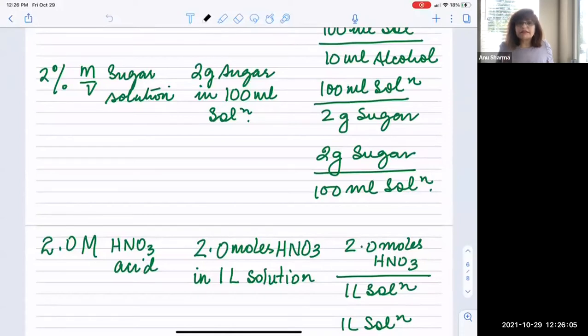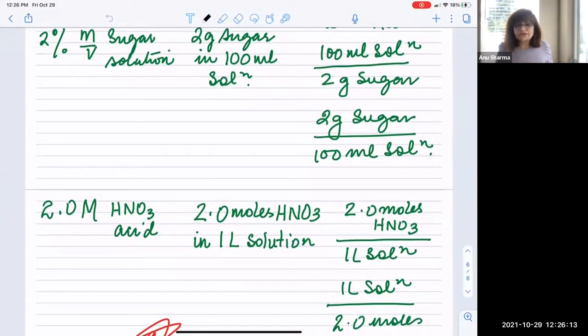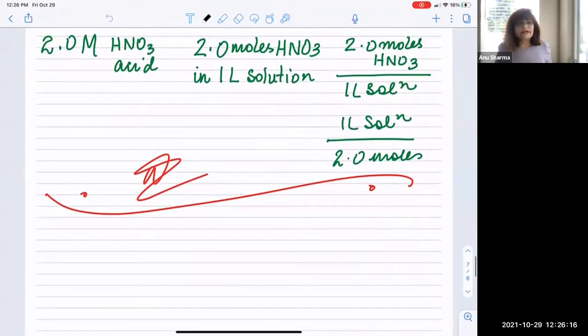So the volume is in milliliters, the mass is in grams, the solute on top, the grams, the volume of the solution at the bottom, or vice versa. Those are the conversion factors. Then comes the molarity, 2 molar HNO3 or any acid, base, or solution. Whatever the molarity is, this means moles of the solute over 1 liter of the solution. It's always 1 liter of the solution. So 2 moles of the solute over 1 liter becomes the conversion factor, or 1 liter over 2 moles. This is what we discussed last time.